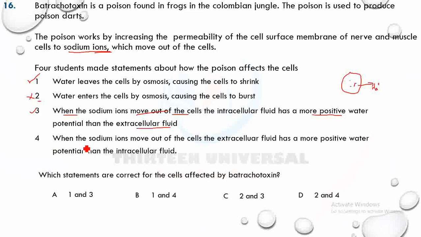Now number 4 says when the sodium ions move out of the cells, the extracellular fluid has a more positive water potential. No, it will not have more positive water potential than intracellular. More positive means higher water potential. Now sodium ions are moving out, so the outside will have low water potential. It's going to be more negative, not more positive. So 4 is wrong. Only 1 and 3 are correct, which is A.